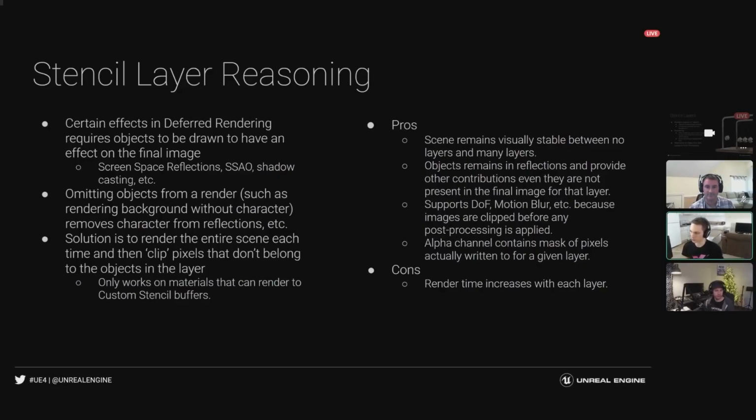We support depth of field and motion blur and TAA because we do this clipping of the images before any post-processing is applied. And finally, if you do have the alpha channel set up correctly, you can get an alpha channel that contains a mask of the pixels that were actually written to for a given layer. As I said earlier, we render against black, but when you combine that with the alpha channel, you can use that as a mask for certain grading operations like gain or offset, I think it is, that would normally lift the blacks, and then when you add them together, you've lifted everything. By using the alpha channel, you can mask that out so that it doesn't lift things that don't belong to that layer.